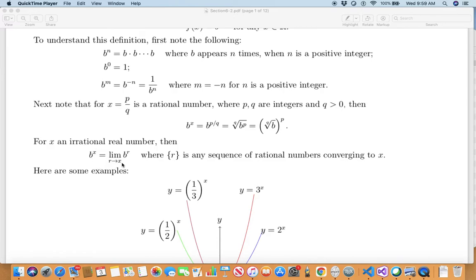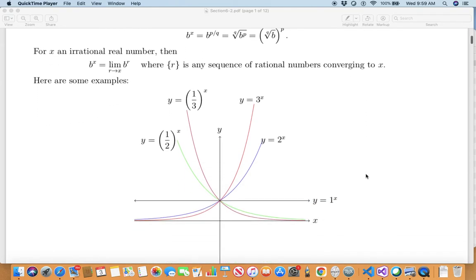Now, we are hiding away a bunch of information here, such as that this limit should exist and so on. This is a well-studied topic in real analysis, so let's take this as a definition. For an irrational real number x, b to the power x is defined to be the limit as r approaches x of b to the power r, where r is any sequence of rational numbers converging to x.